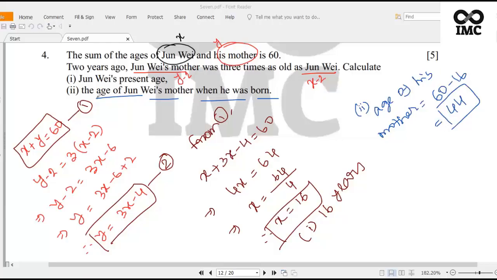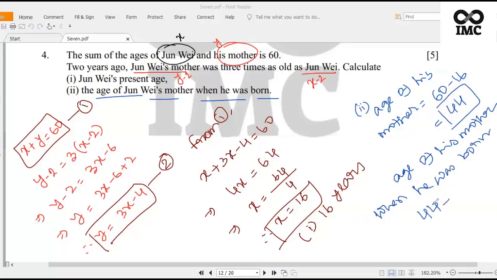But the question says, what will be the age of Jun Wei's mother when he was born? So, age of his mother when he was born, it will be 44 minus 16. So what will be the answer? Here we need to subtract. So 4 minus 6, borrow, it will be 8. We have 3 minus 1, that will be 2. 28 years. So the age of Jun Wei's mother will be 28 years when he was born. This is the final answer.